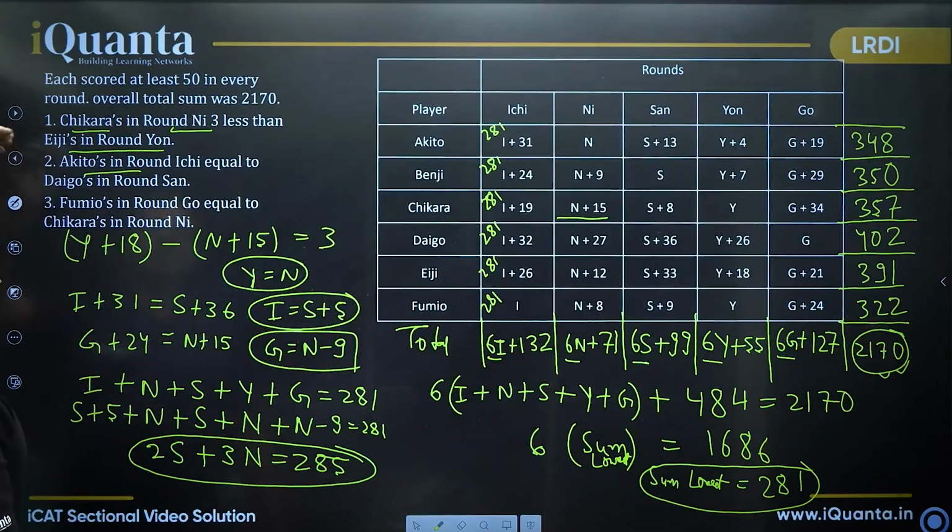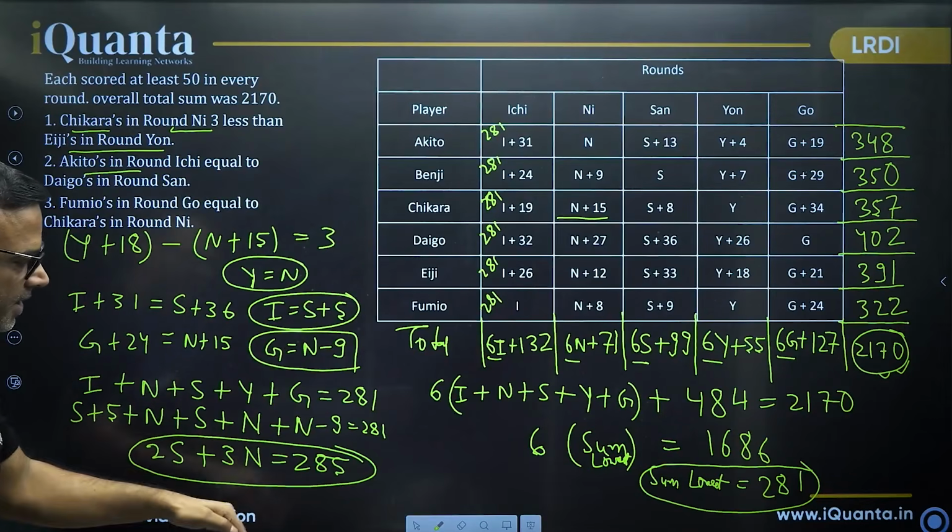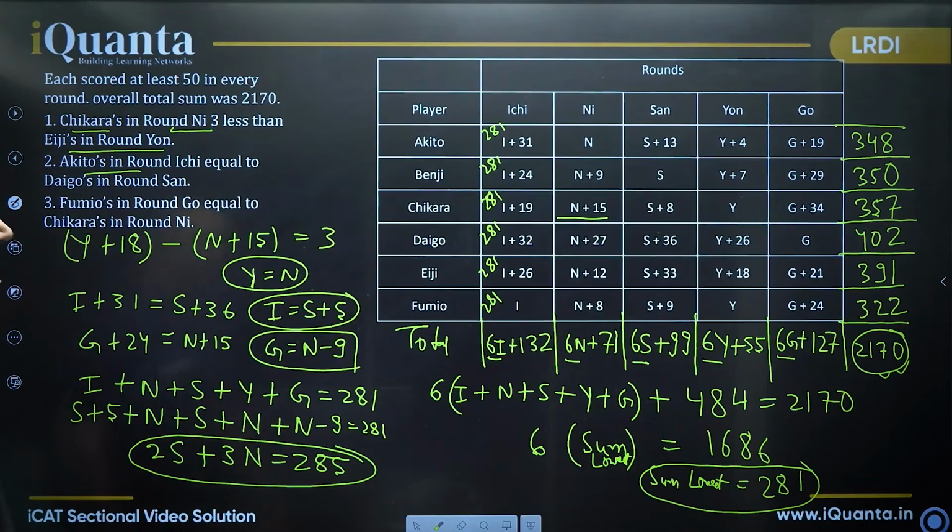Or at least one of these scores is integer. What happens if I say n is integer? Then automatically s will be integer. Then all the others will be integer and everything falls in place. Anyways, let's go ahead. So we have got this information.